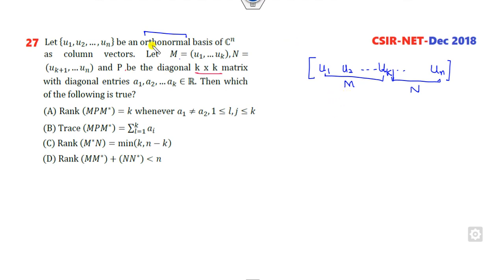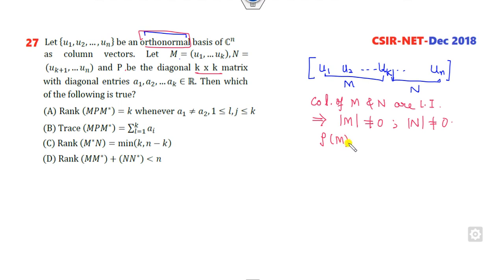Now look at that. M is my orthogonal, so it means the columns of M and N are linearly independent. Fine. Once they are linearly independent, it means the determinant of the M matrix is non-zero, and the determinant of the N matrix is non-zero. That's fine. What is the rank of M? If it is non-zero, the rank of M is K, and the rank of N is N minus K. Fine.